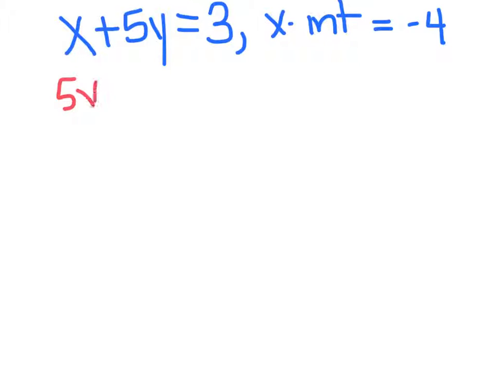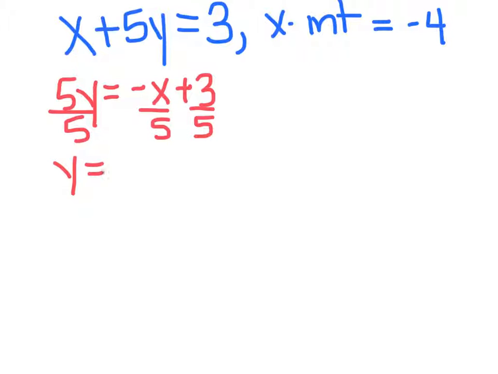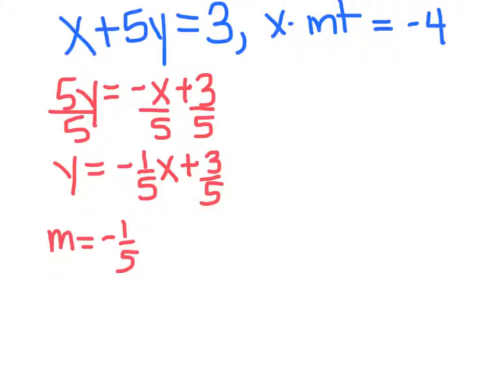So the very first thing I would do is subtract the x over and then divide by 5. And I get y equals -1/5 x plus 3/5. The slope of this line is -1/5, and because I want the equation of the line parallel, it's also going to be -1/5. Now, if instead it had said perpendicular, then I would have wanted my slope to be +5.